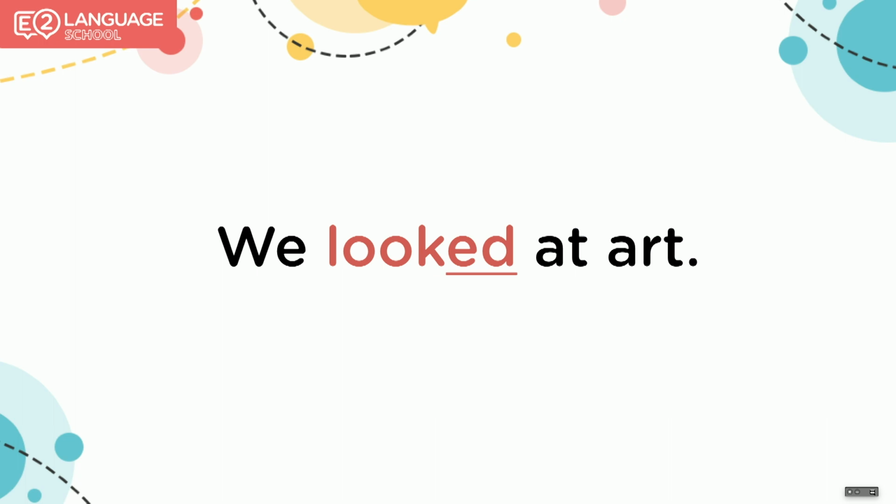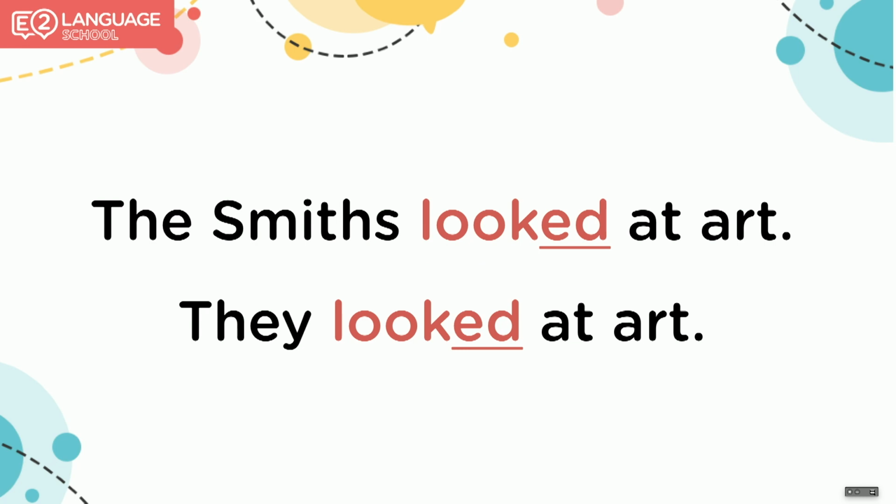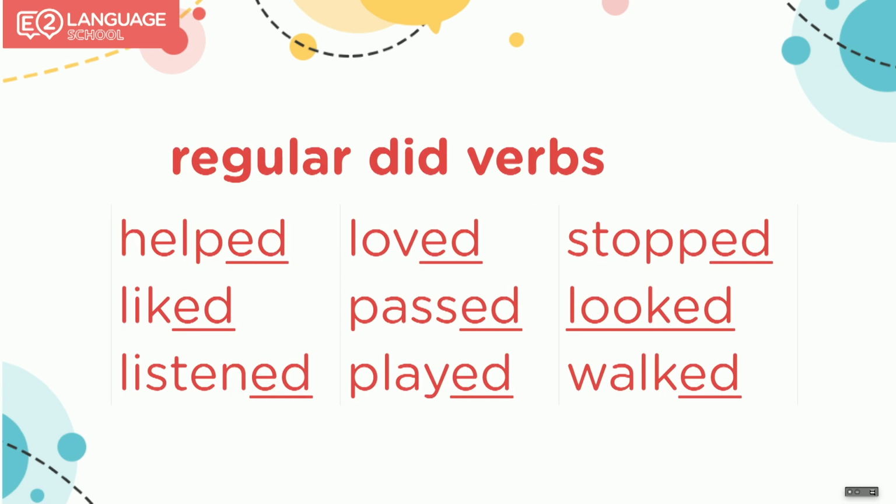There is no change for the subject with did verbs, by the way. So the Smiths looked at art. They looked at art. Okay? That's the regular form, adding ed to the do verb. So here are some regular did verbs. Helped, loved, stopped, liked, passed, looked, listened, played, walked. By the way, when you're saying these did verbs, you must say the end of the word. Helped, loved, stopped, liked, passed, looked, listened.